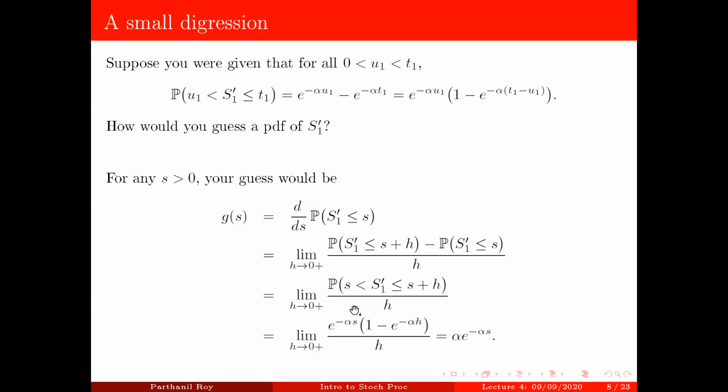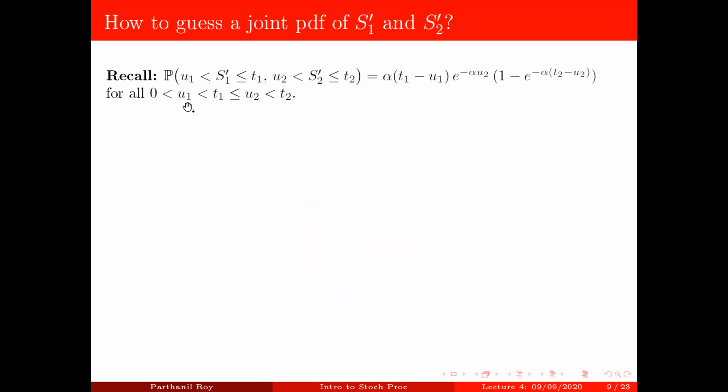Okay? Now note that this has no h in it, so this will come out as a constant in the limit. And this particular limit, this part without this thing, just this and this, will give you an alpha. 1 minus e power minus alpha h divided by h, as h goes to 0, gives you alpha. So this gives you this quantity. So this tells us how to guess a PDF from a probability like this. The same thing can be done in 2 dimensions as well.